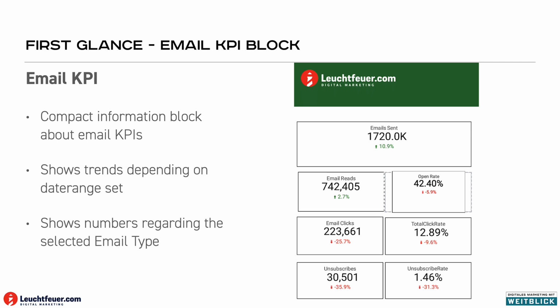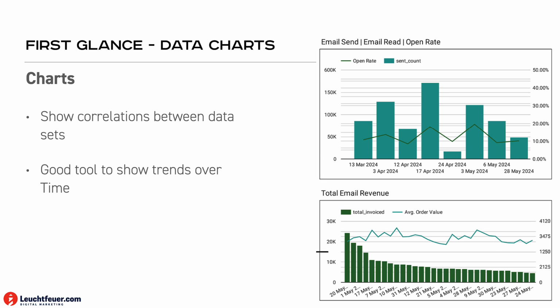And it also shows the numbers regarding the selected email type, as I mentioned before. Segment emails are mostly much more important than the stats from the campaign emails. Last but not least, we take a look at data charts, which both of them are taken from the actual dashboard. They show correlation between data sets. For example, the lower one shows the average value of an order and compares it to the total money invoiced. So we have a comparison: okay, we have that many products sold and the average price of a product was this. Also, it's a very good tool to just show trends over time.